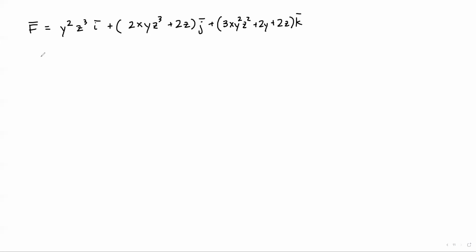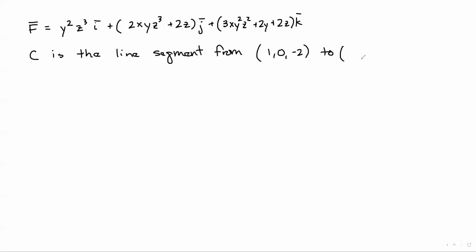We're given curve C. C is the line segment from (1, 0, -2) to (-1, 1, 0). And then we're told to go through and find the integral of F dot dr over C. And we're told to use the fundamental theorem of line integrals.